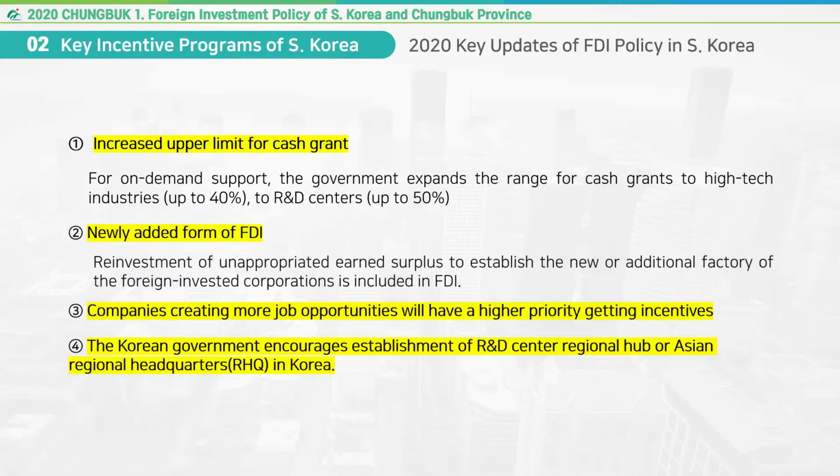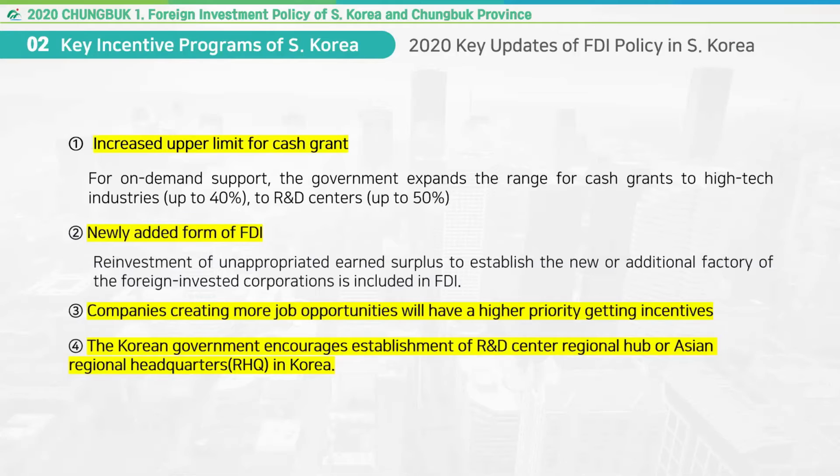The upper limit for the high-tech industry is adjusted to 40% and to 50% for R&D. Starting this year, Korea has actively expanded the scope of recognized types of foreign investment and revised the law to include the unappropriated earned surplus of foreign investment companies as FDI for reinvestment in Korea. Therefore, foreign invested companies operating in Korea will be able to receive more incentives.